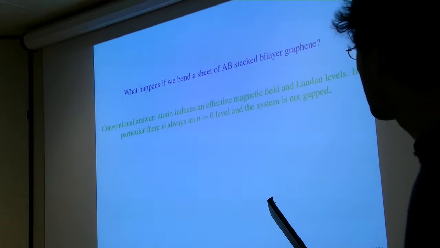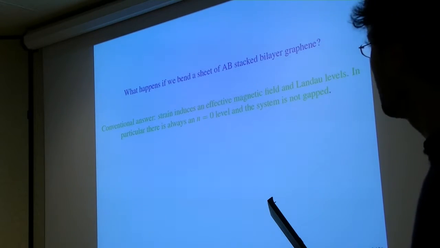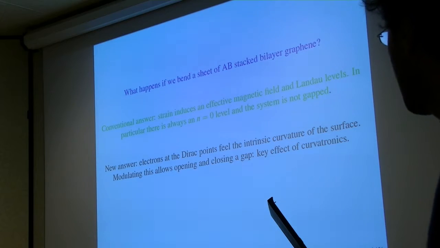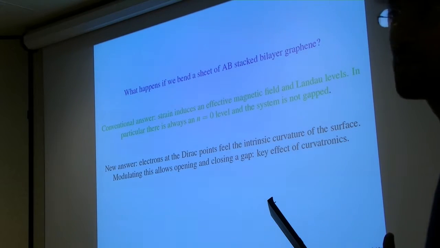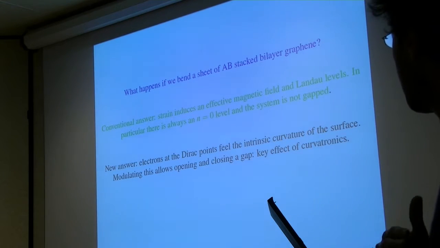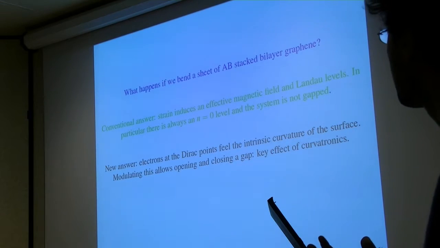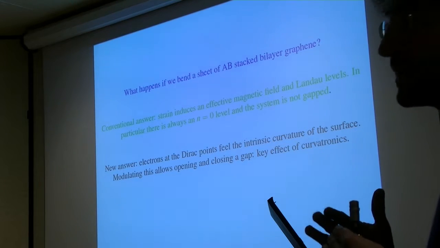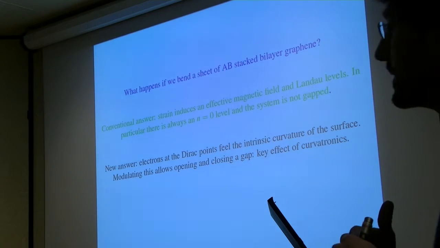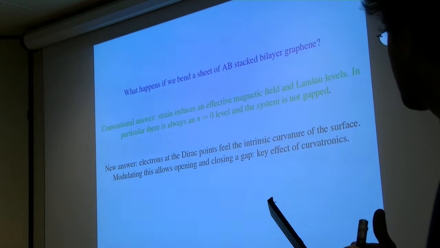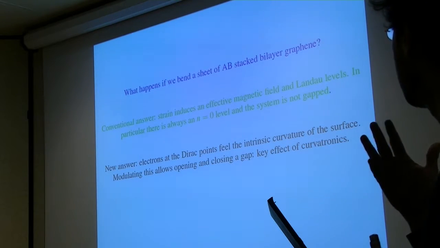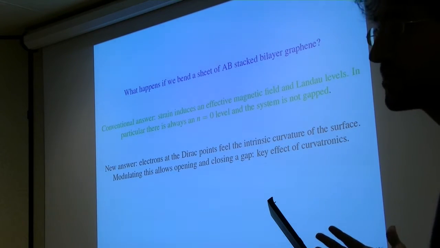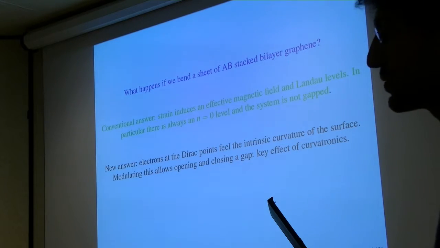Well, today I would like to present an alternative answer, a new one, where the electrons at the Dirac points feel the intrinsic curvature of the surface. And because of this effect, one is able to open and close a gap by tuning the curvature. So this is a key effect to have electronic applications, so we want to call this Curvatronics.